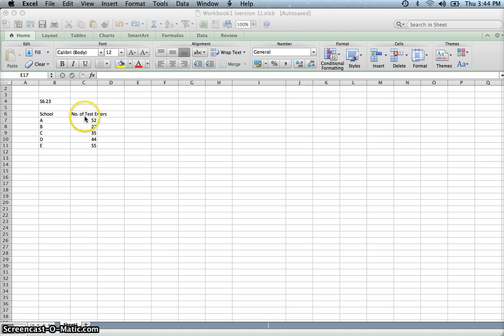And so we can't convert this into a percentage because there isn't the opposite of it, non-test errors. We just have the count that at school A there's 52 test errors, at school B there's 27 test errors. And so we can form a C chart here.